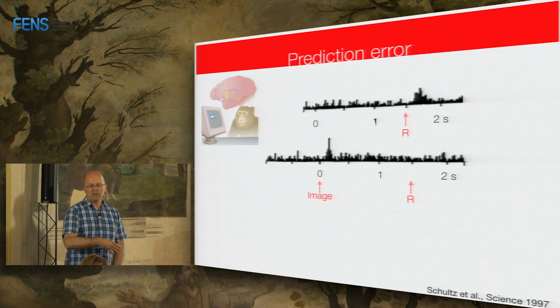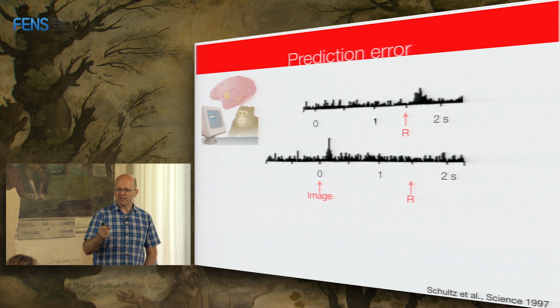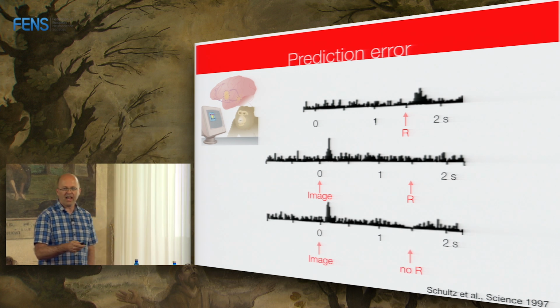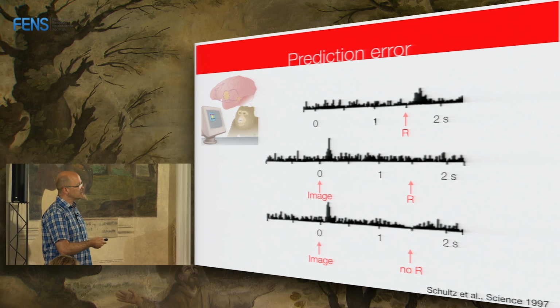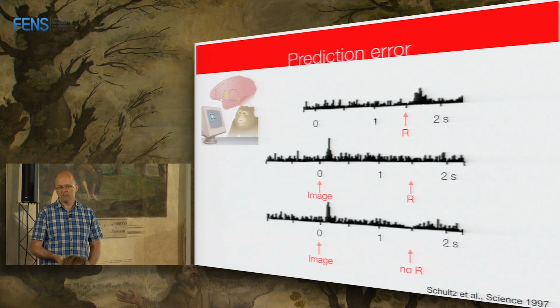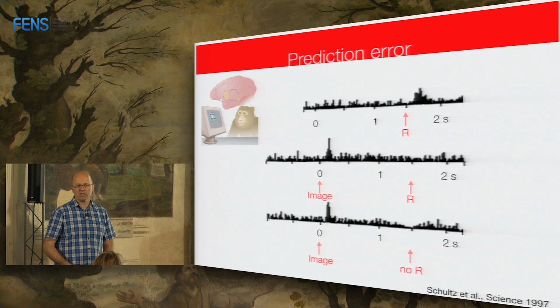So if you have that, what experiment did they have to do to confirm their hypothesis? Exactly. This is a very unfair experiment, right? You promise a reward and you do not deliver. And the prediction would be that under these circumstances, the cells shut down. And this is exactly what they saw. So you have the prediction error in both directions: the positive prediction error, this, and the negative prediction error here.